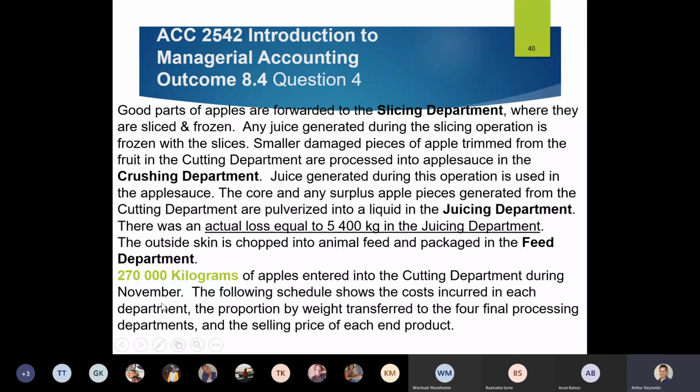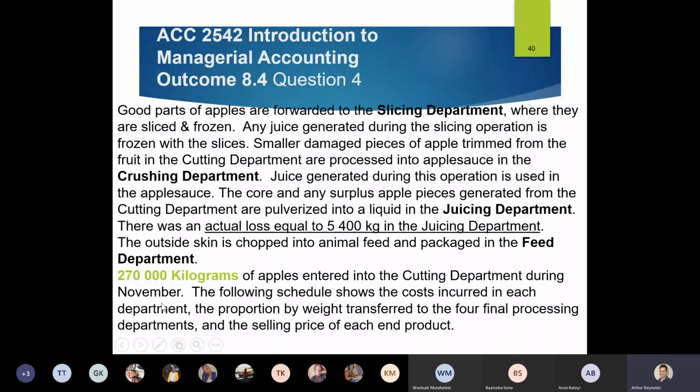The core and any other surplus apple pieces generated from the cutting department are pulverized into a liquid in the juicing department. In the juicing department, there's an actual loss of 5,500 kilograms, it's stated. And then the byproduct, which is the outside skin, is chopped into animal feed and packaged in the feeding department.